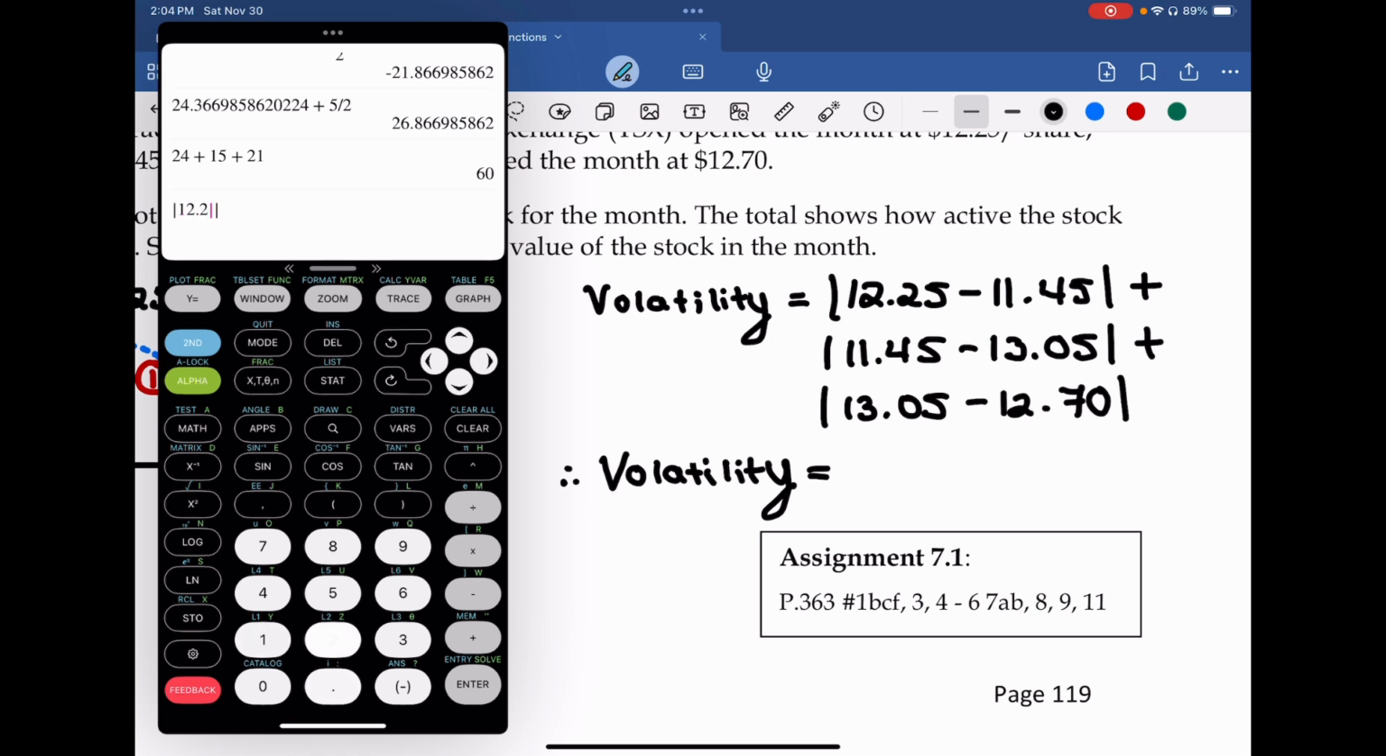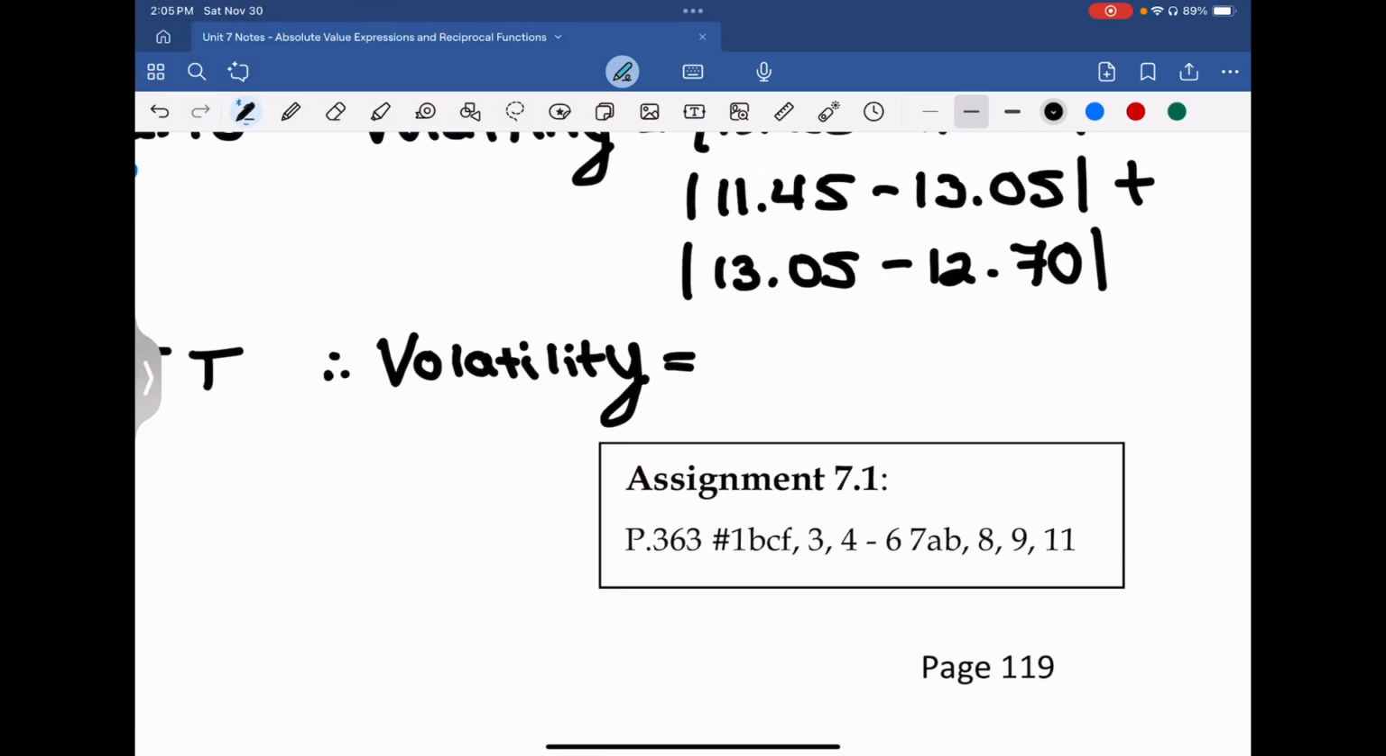You can type this all in, like 1225 minus 1145. Go outside of the absolute bar, go plus, and do our math absolute again. So we're going to repeat that process. I'm going to go 1145 minus 1305. There we go. And then one more time, we go Math, Num, ABS, 1305 minus 1270. Enter. This is our total fluctuation, is $2.75. So the overall volatility during the month is $2.75 per share.